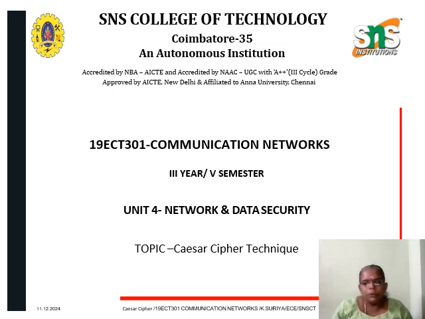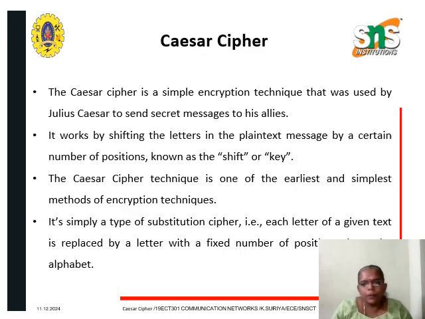So in this video, let us see about one type of substitution technique which is known as Caesar Cipher technique. The Caesar Cipher is a simple encryption technique that was used by Julius Caesar to send secret messages to his allies. It works by shifting the letters in the plain text by a certain number of positions known as the shift or key. The Caesar cipher technique is one of the earliest and the simplest methods of encryption technique.